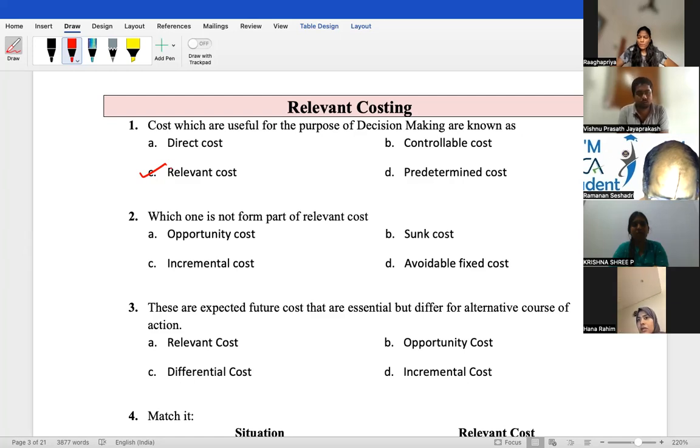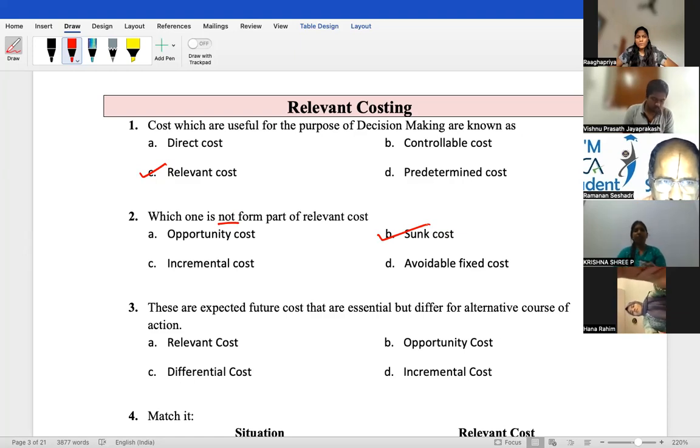Which one does not form part of relevant cost? Careful. Opportunity cost, sunk cost, incremental cost, avoidable fixed cost. Sunk cost. Sunk cost is not a relevant cost.